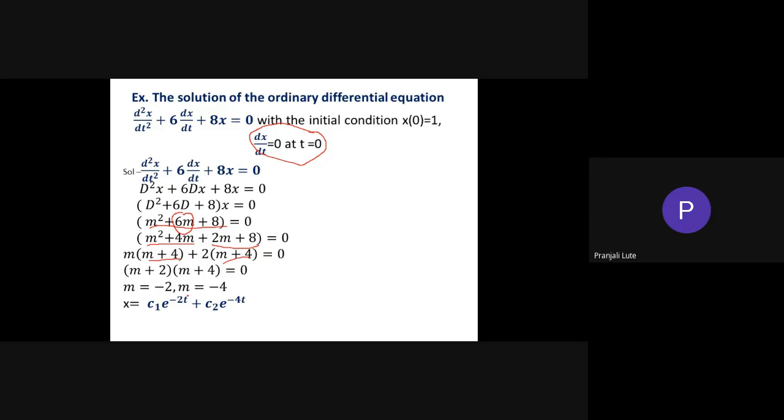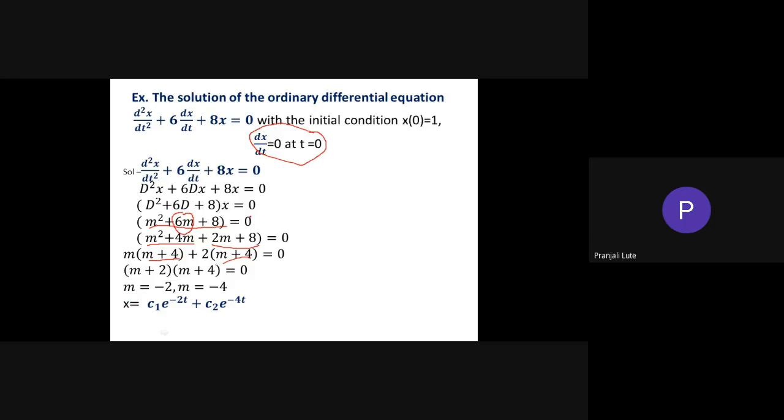So the roots are different. What is the solution? C1 e to the power first root into t. Why t? Because it is dx upon dt, so x is a function of t. So C1 e to the power minus 2t plus C2 e to the power minus 4t. This is the solution of that differential equation.